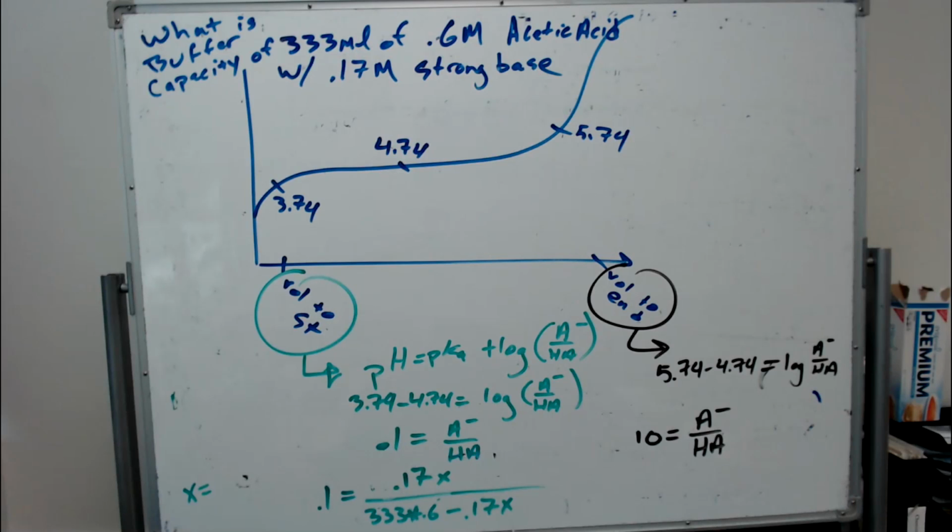And this is giving us the volume to the start of the buffer? This is the volume to the start of the buffer capacity, to the start of the buffer range.